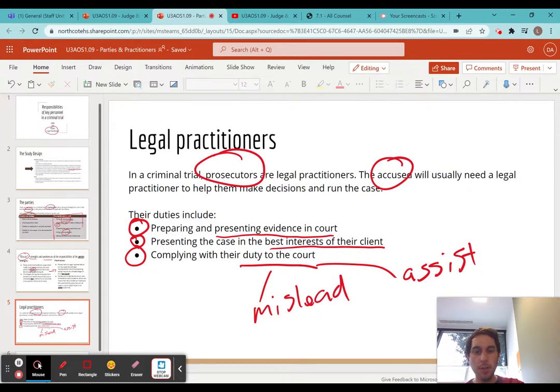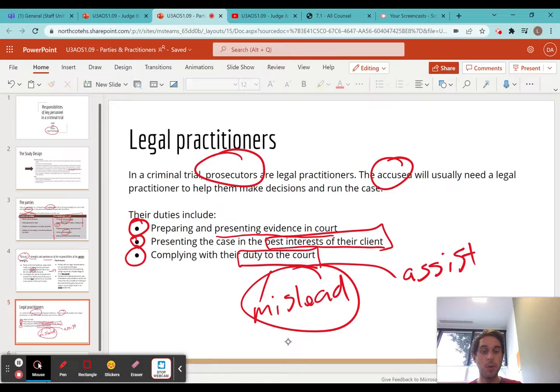And if these two duties are in conflict, if the duty to the court and the duty to the client is ever in conflict, they actually have to owe their duty to the court first and foremost. So, for example, if the client says to you that they want you to lie and say, "Oh, this happened," when they've told you it didn't happen, you're not allowed to do that. You can't lie to the court, and so your duty to the court always comes first.